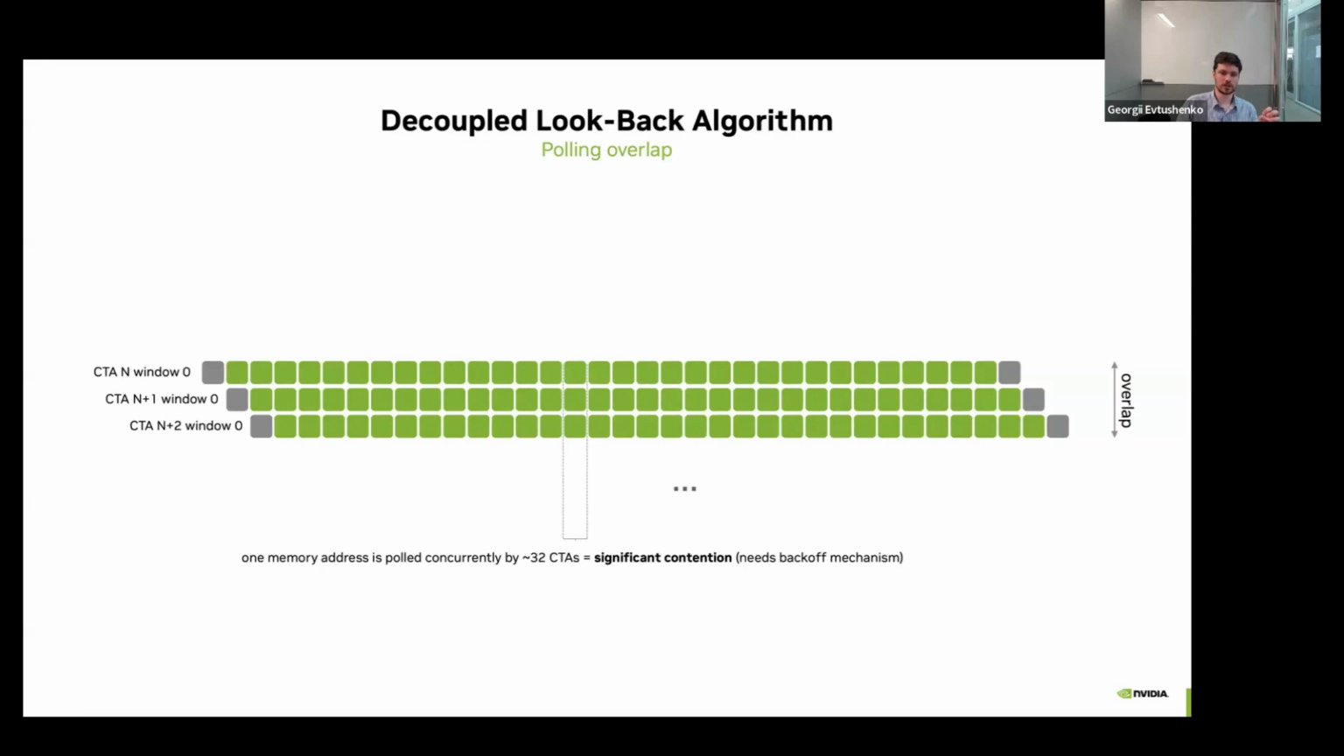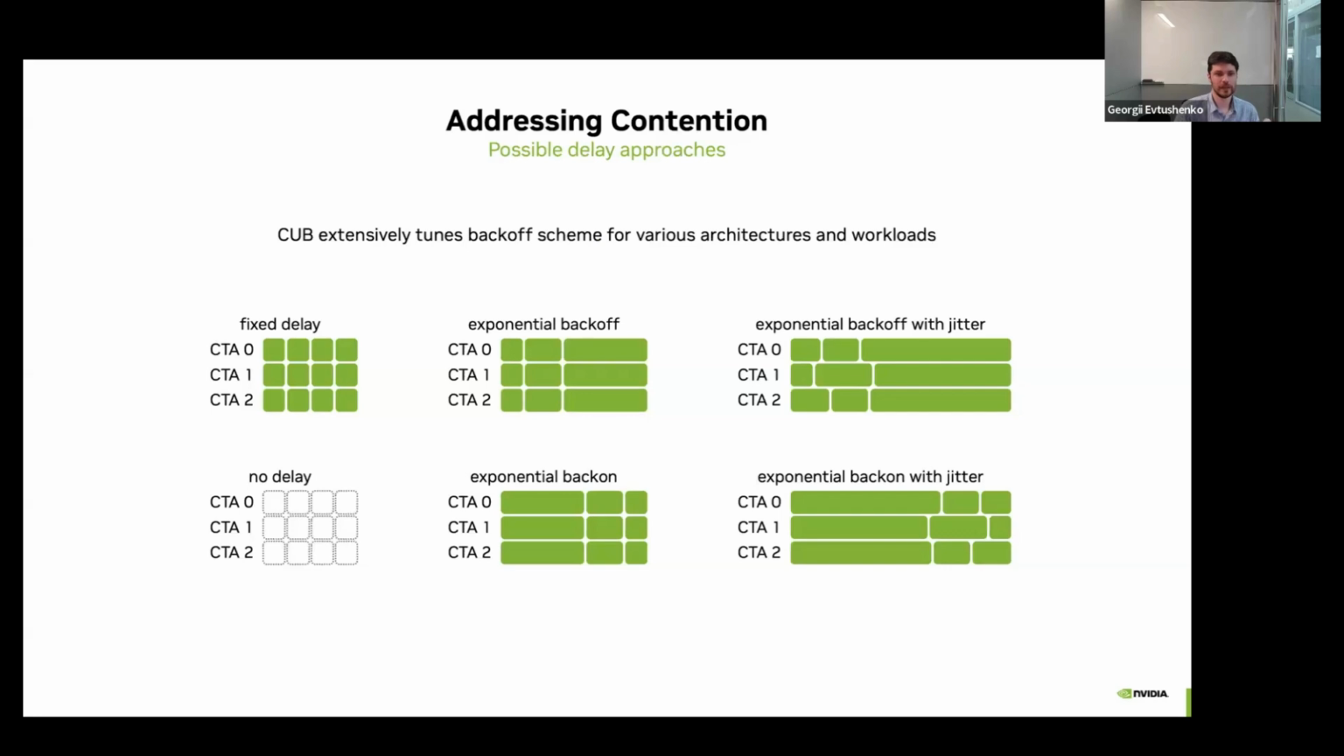This creates a lot of contention in the memory subsystem, so we need some sort of back-off mechanism. To address this contention, CAP implements various back-off mechanisms in the following loop. The simplest back-off scheme is just having a fixed delay. We can also try exponentially increasing the delay each time we load an invalid tile state. But which approach should we use? What are the optimal delays? Without tuning, it's hard to tell. So we extensively tune CAP on various workloads and GPUs to select the best back-off mechanism for each use case.